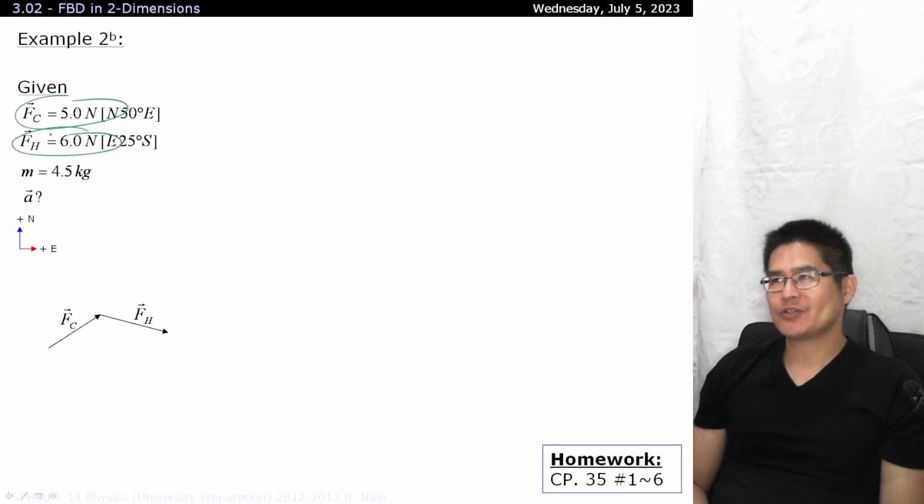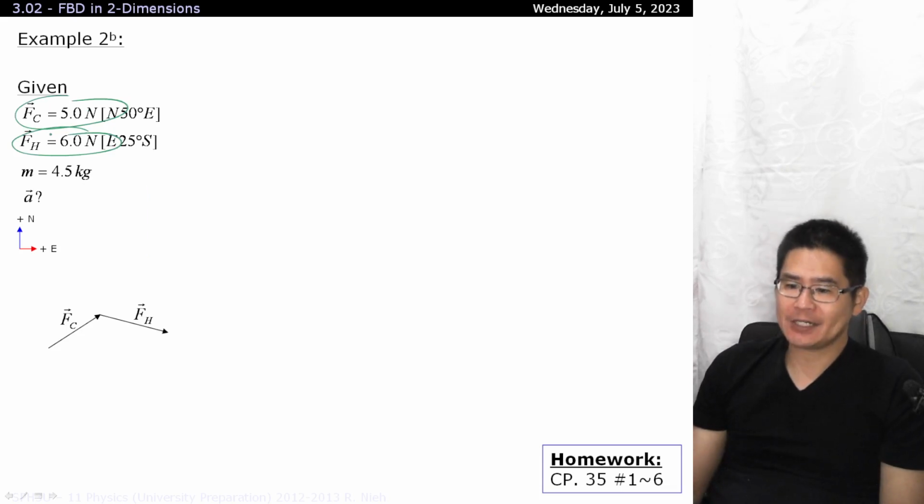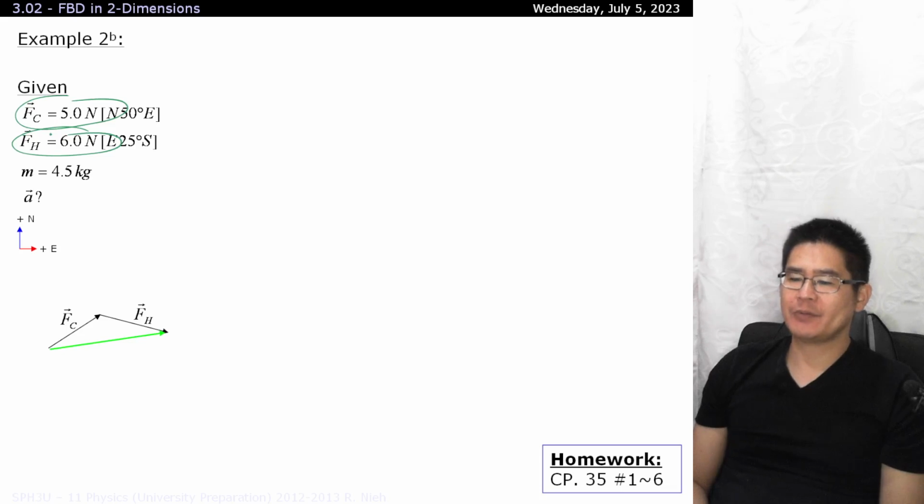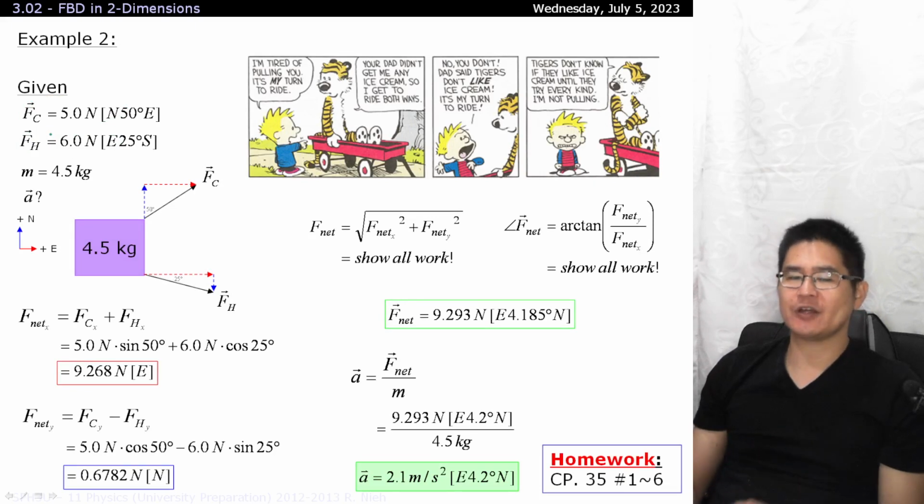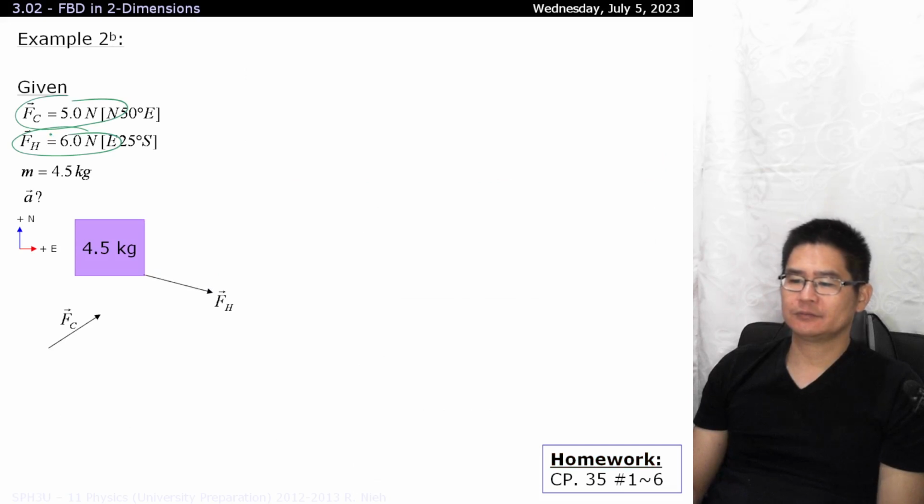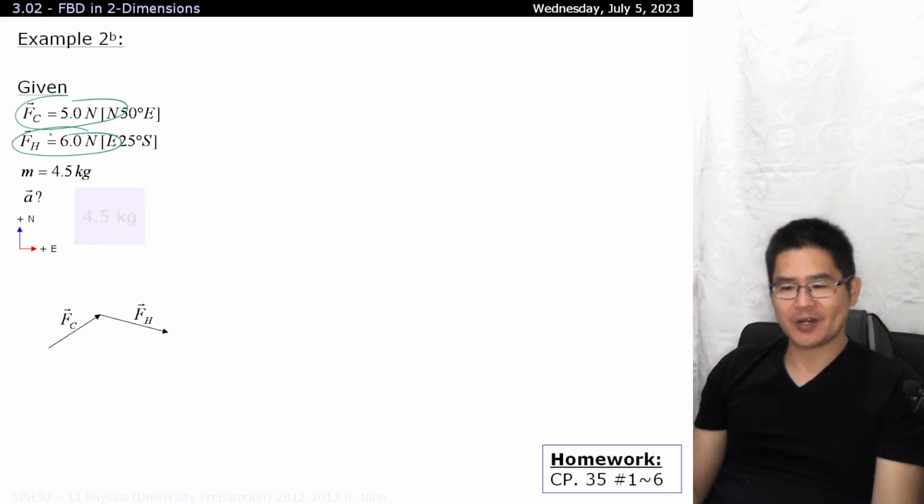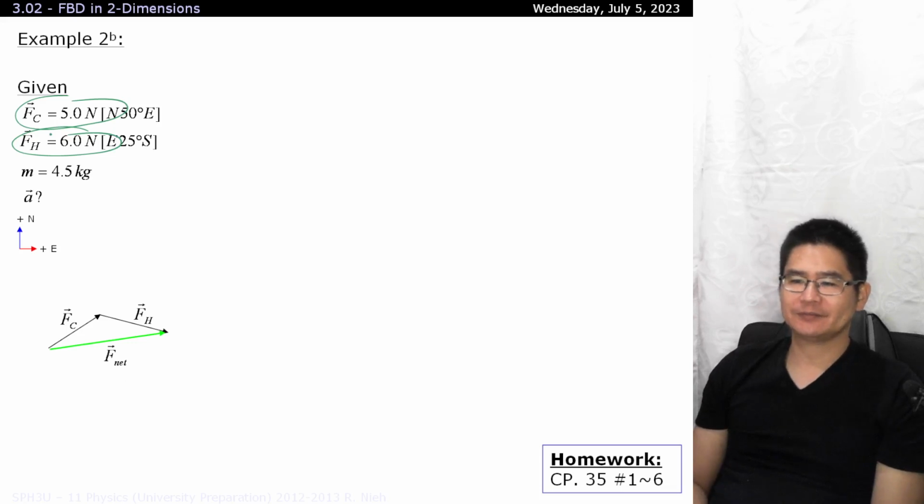And here's where we're going to draw our F net, because our F net technically is our resultant vector. Remember, this is not a free body diagram. That's why the green vector can show up. But in a regular free body diagram, you should never draw the F net, okay? Because that's what you're trying to solve for. But here we're trying to draw a triangle. So in the triangle, our resultant vector is our F net.